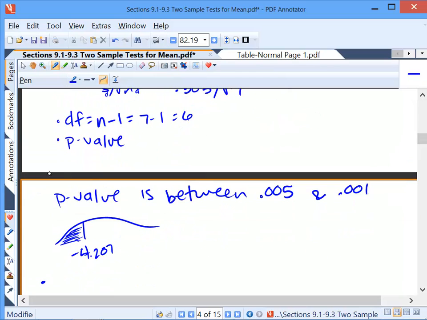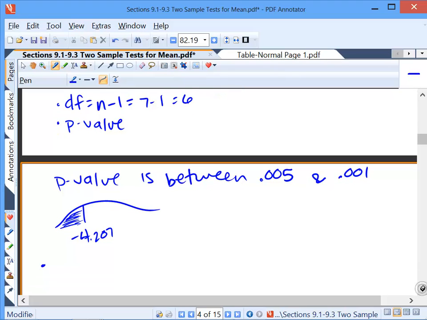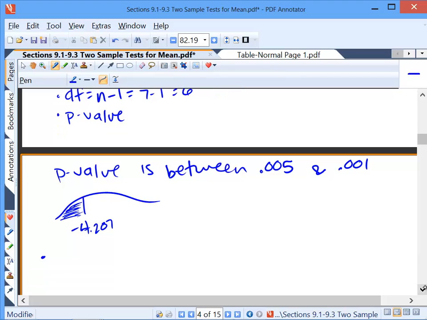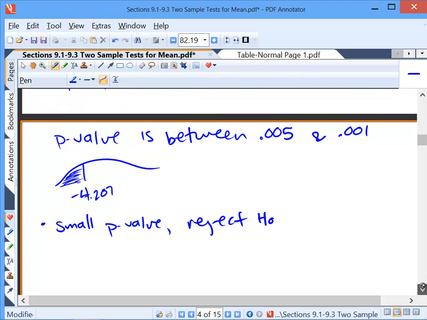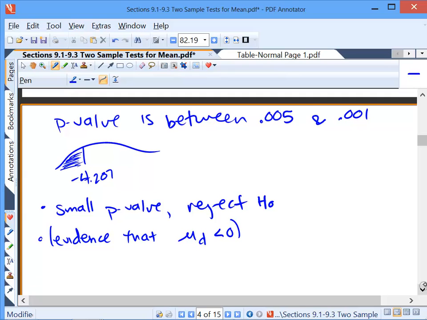Compared to our level of significance alpha, is that a big or small p-value? That's a small p-value, so we will reject the null hypothesis. And if we reject the null hypothesis, that means we have evidence that the mean of the differences is less than 0. So that's really what we found.